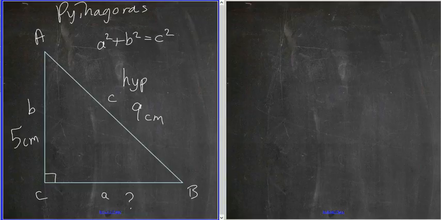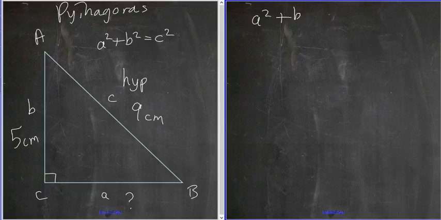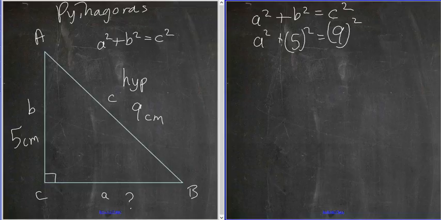So again, we're going to write out our formula. This is always our first step. a squared plus b squared is equal to c squared. Here we've been given b is 5. a squared, that's our unknown. c is 9. And then we just work this out. a squared plus 25 is equal to 81.